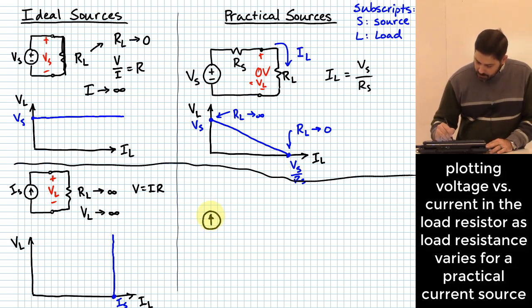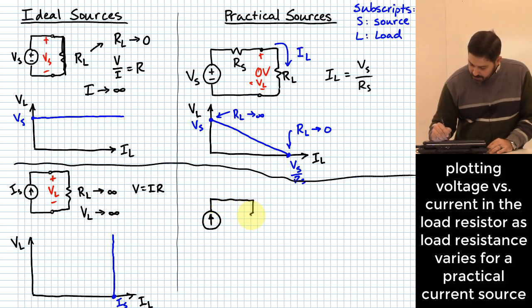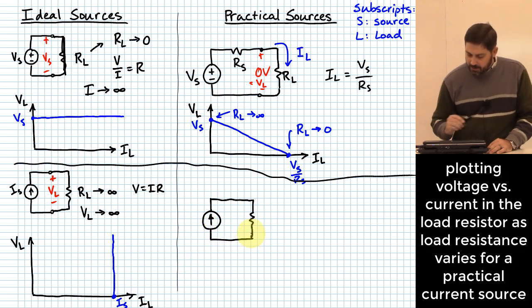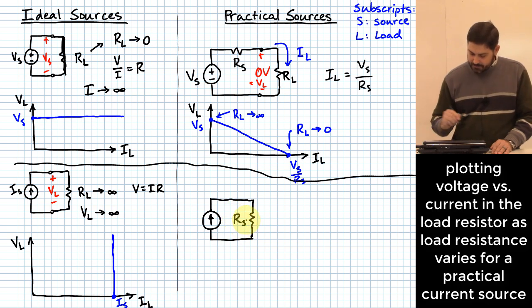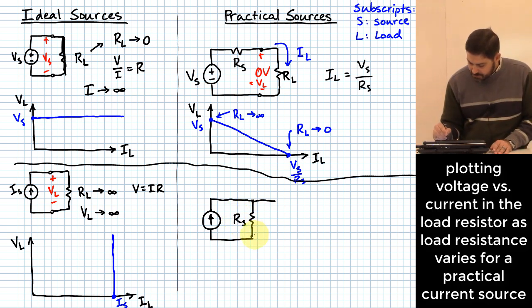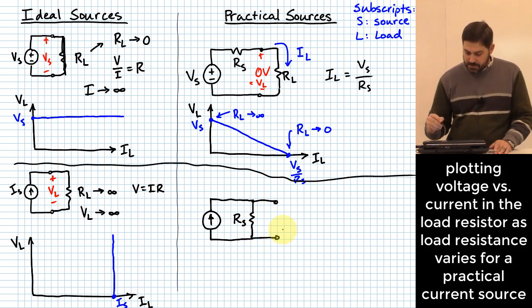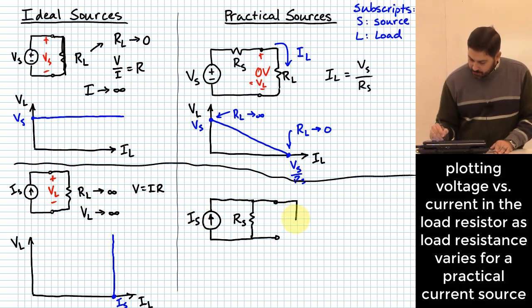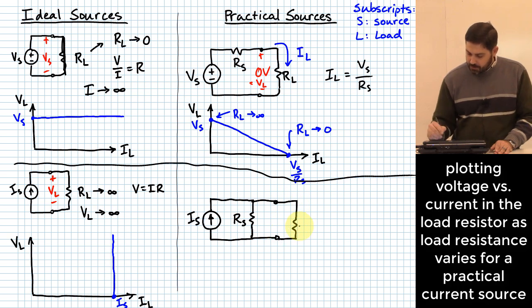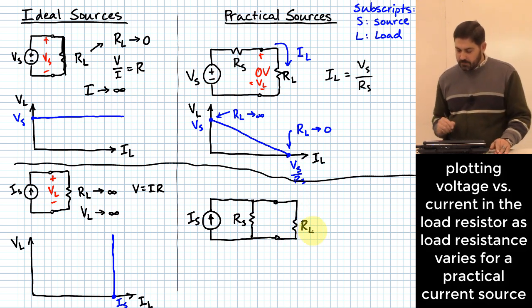Okay. The way we model a practical current source is we take an ideal current source and we imagine having a resistance in parallel with it that we're going to call RS. And then out of this comes what you would hook up additional things to, like a load resistor. So this is IS in parallel with RS, and then if we have some kind of a load that we want to hook up to this circuit, we would put that over here as RL.